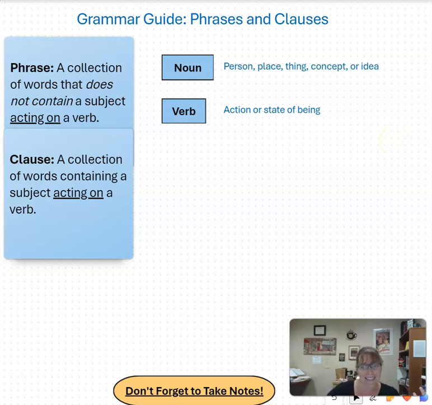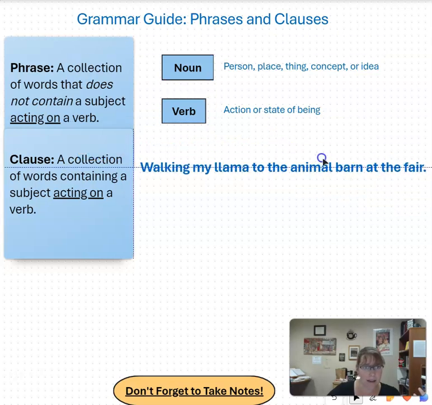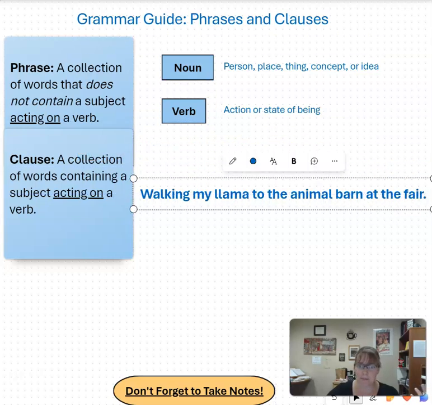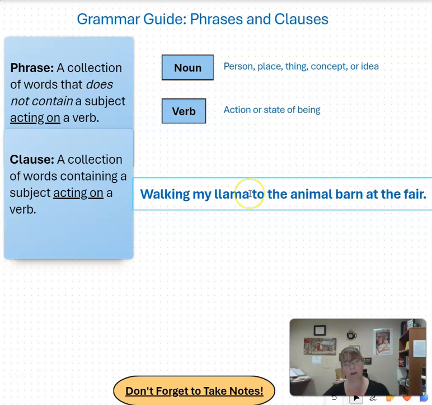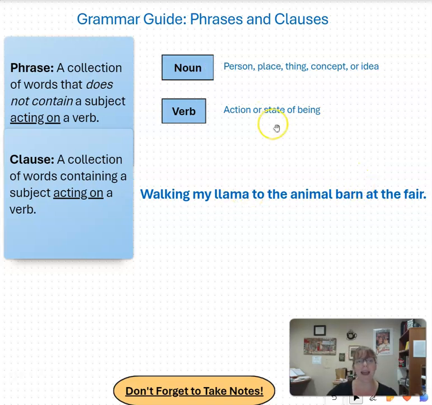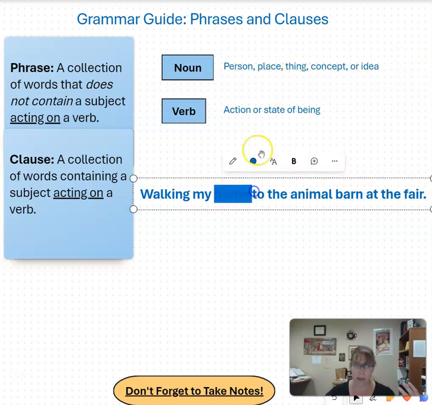So, is this all we need to create a sentence? I've got this sentence right here. Walking my llama to the animal barn at the fair. Okay? So the first thing we want to do here is look and see, do we have a noun, right? Person, place, thing, concept, idea. Well, we've got a llama. This is a thing.